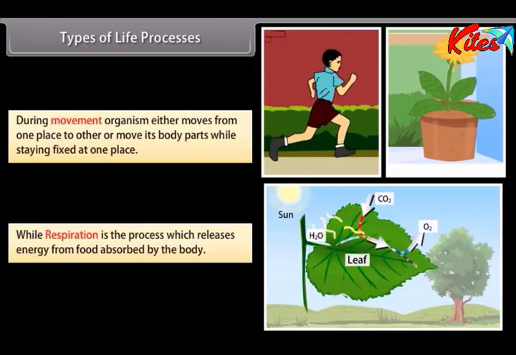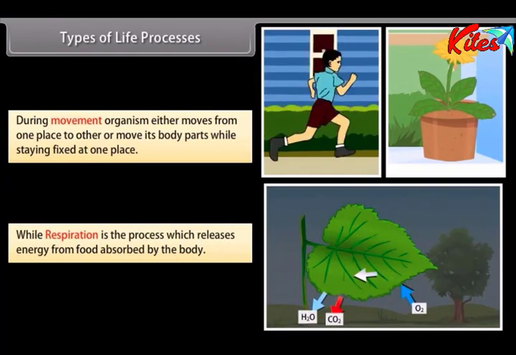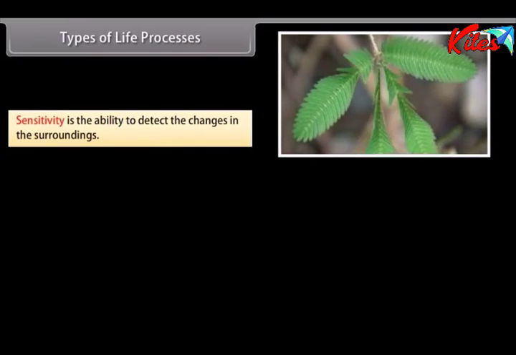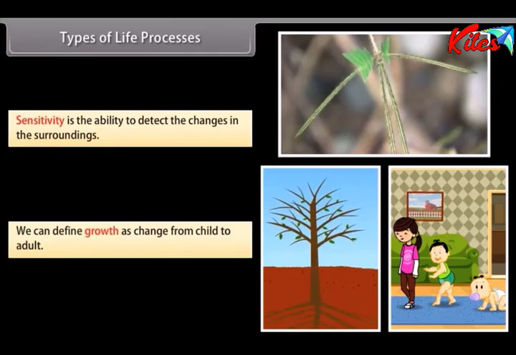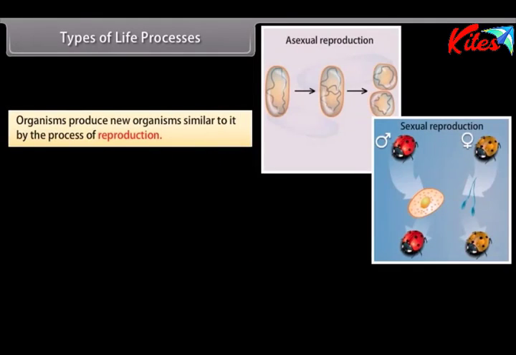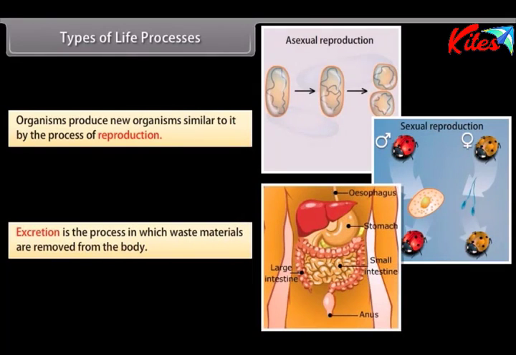Respiration is the process which releases energy from food absorbed by the body. Sensitivity is the ability to detect the changes in the surroundings. We can define growth as change from child to adult. Organisms produce new organisms similar to themselves by the process of reproduction. Excretion is the process in which waste materials are removed from the body.